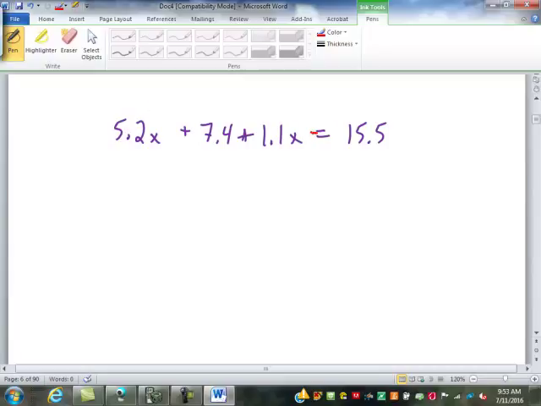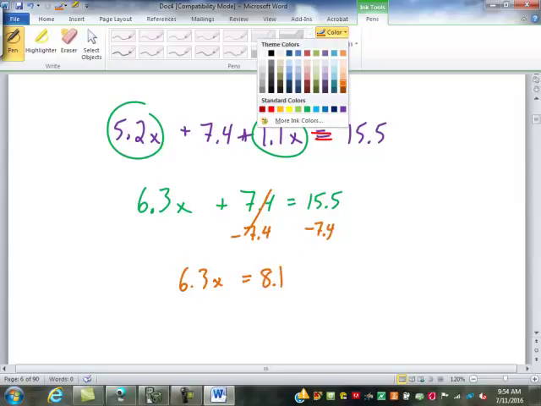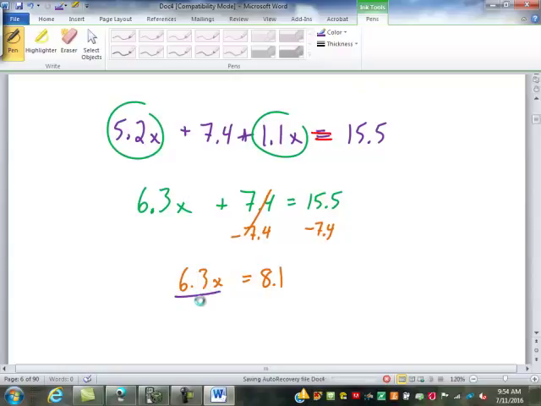Well, they're both on the same side of the equal sign, so I am just going to combine them. 5.2 and 1.1 is 6.3x plus 7.4 equals 15.5. Now what do I do? Subtract 7.4. So 6.3x equals 8.1. And then divide by 6.3. Gives us that x equals 1.285714286.